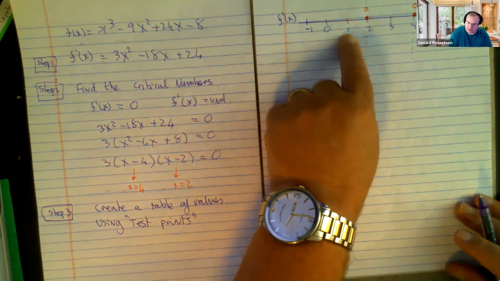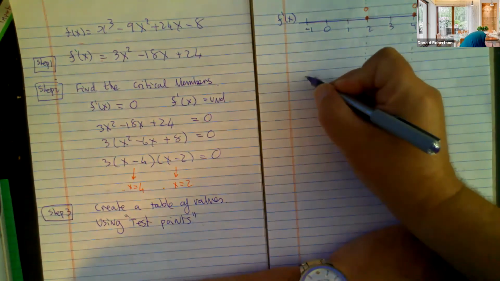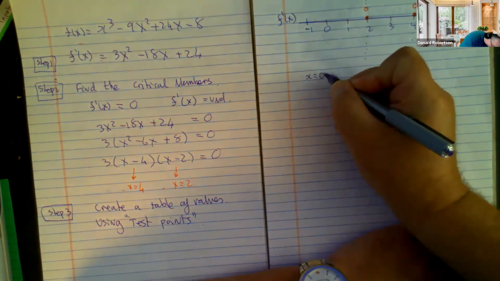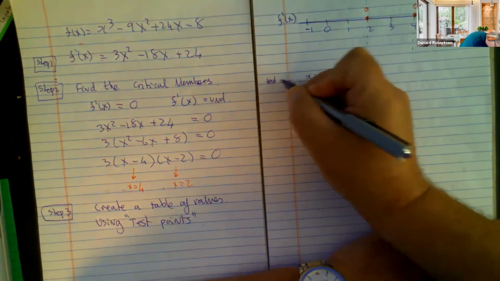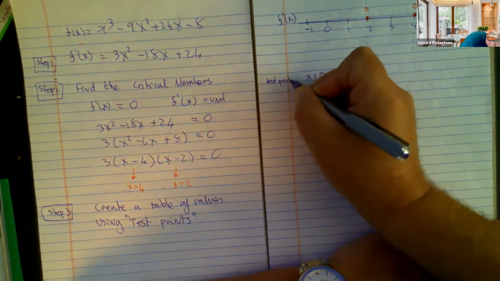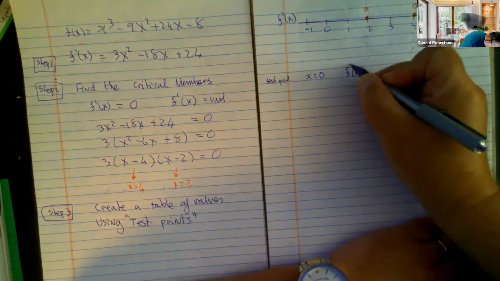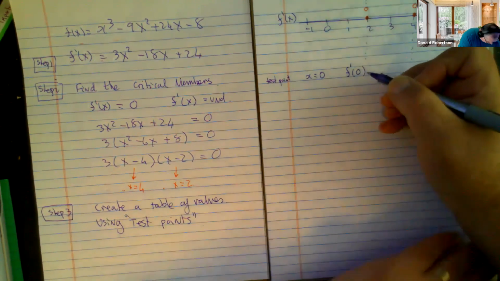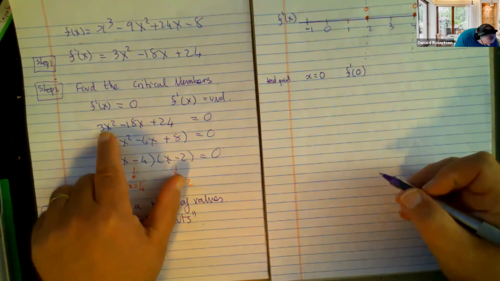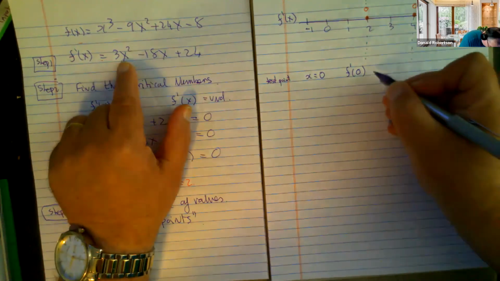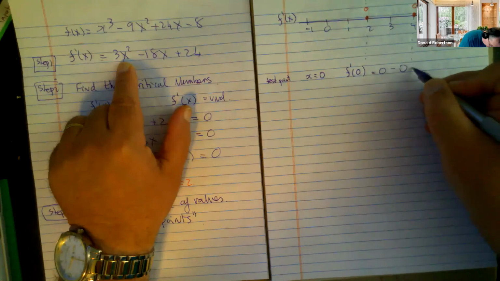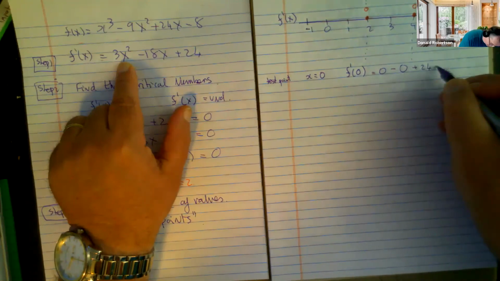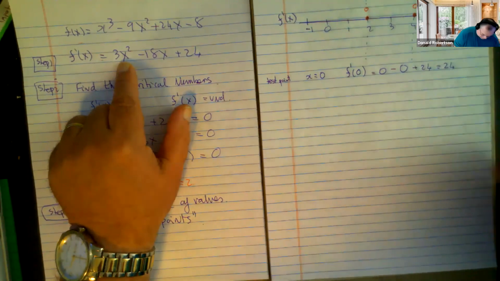So choose an x coordinate, any value you like. I'm picking 0. So that's my first test point. And I'm going to find the value of the derivative at 0. This function here is probably the best one to use. So it's 3 lots of nothing, take away 18 lots of nothing, plus 24. And so the answer is 24.